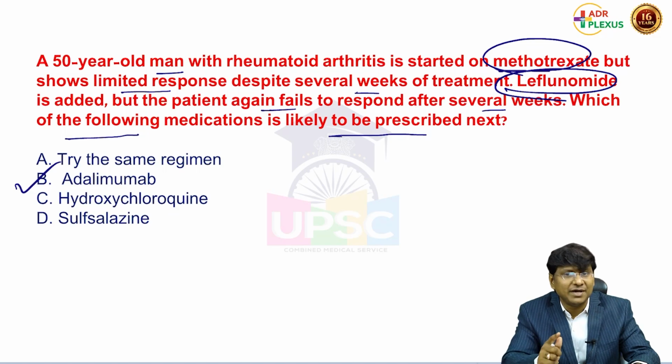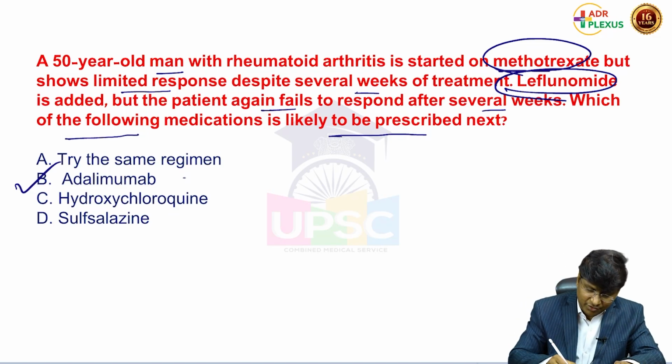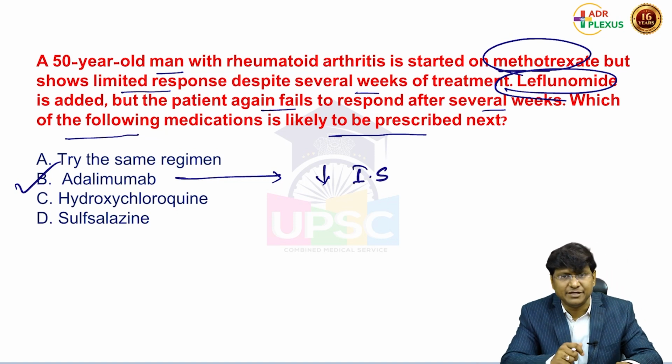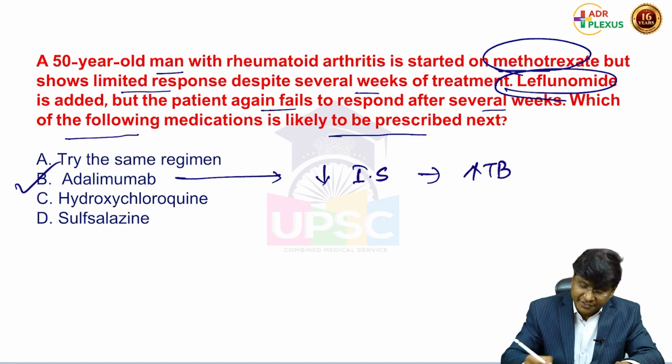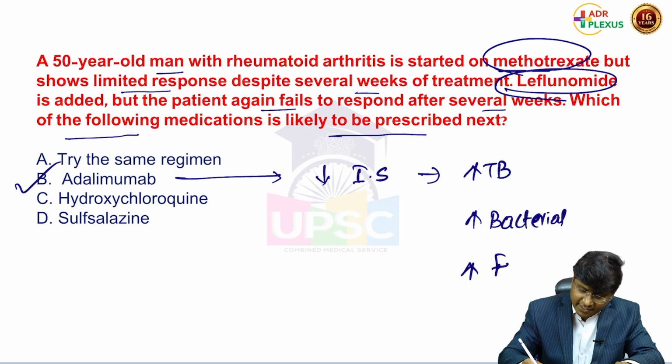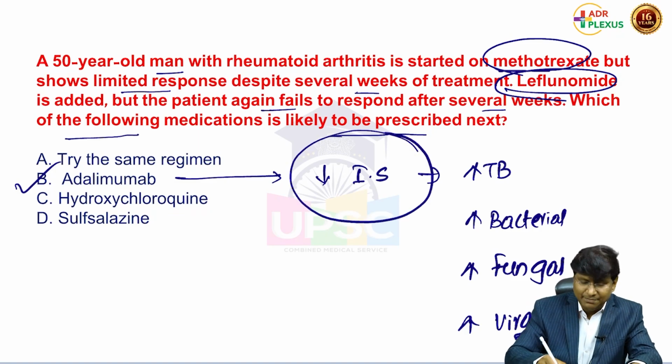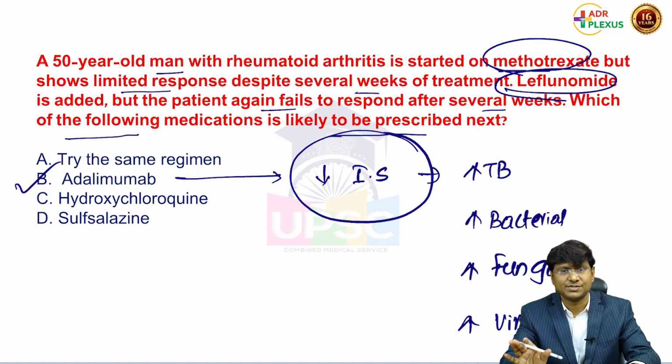Whenever you are giving adalimumab, one point you need to remember is that it will suppress the immune system of the individual, and thereby these individuals are at increased risk of opportunistic infections like tuberculosis. There can be increased risk of bacterial infections, fungal infections, and also viral infections, because the immune system of the individual is being suppressed.